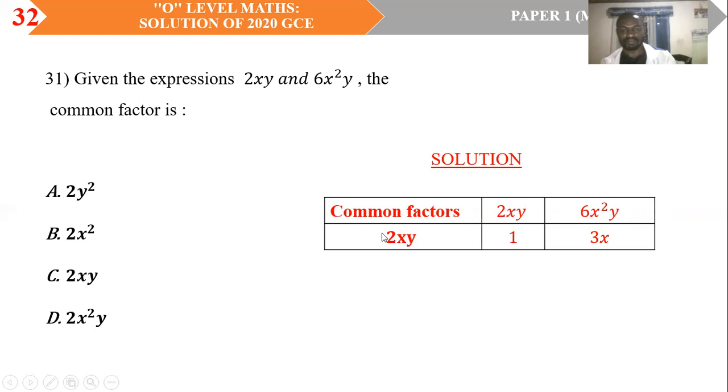Now, when we bring out all the common factors and divide this by the common factors, we have 1. Dividing this by the common factors, we have 3x, meaning that when we bring out these common factors, what is left here is 1, and what is left here is 3x. So the common factor is what? The common factor is 2xy.